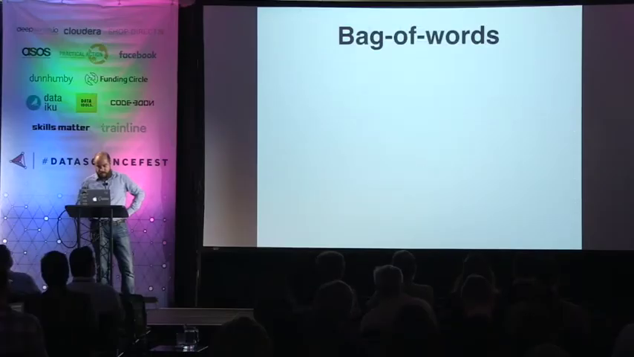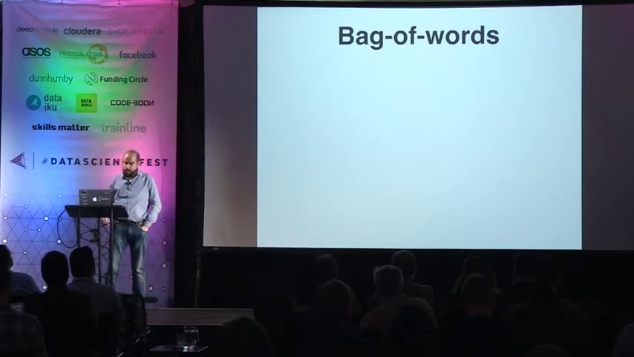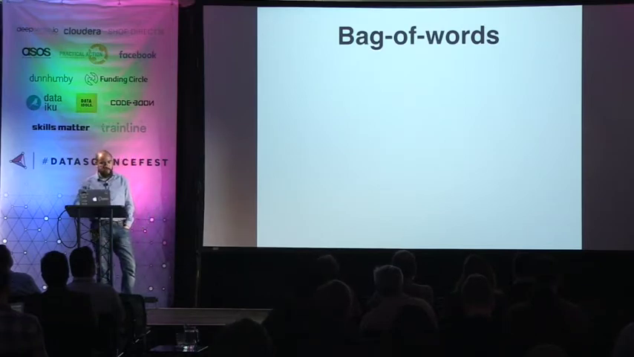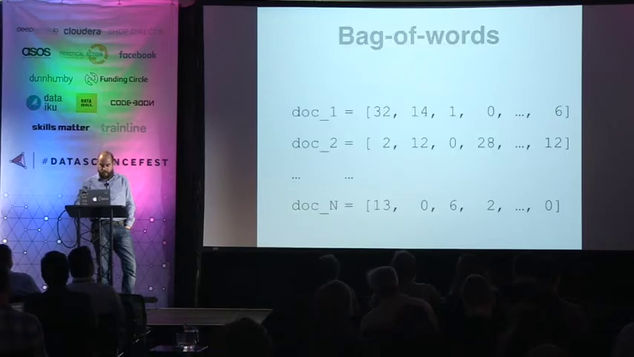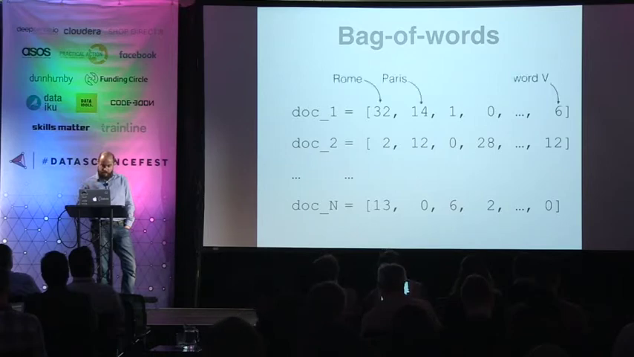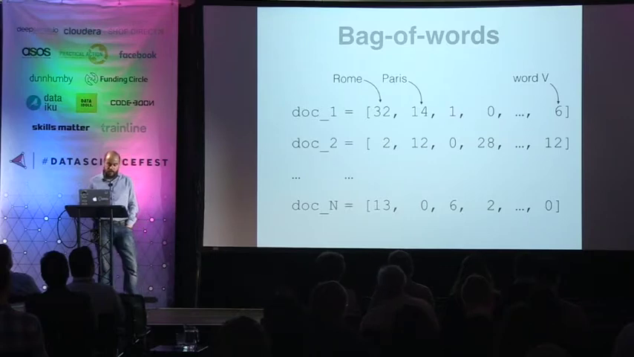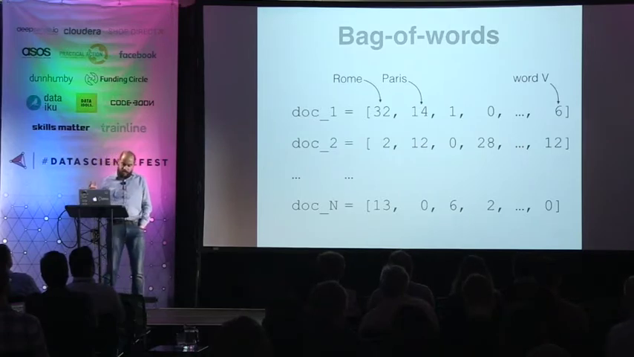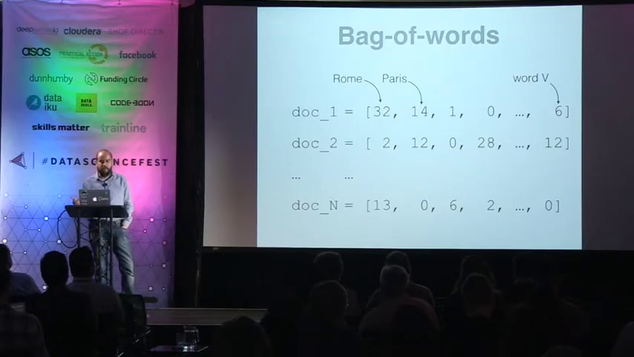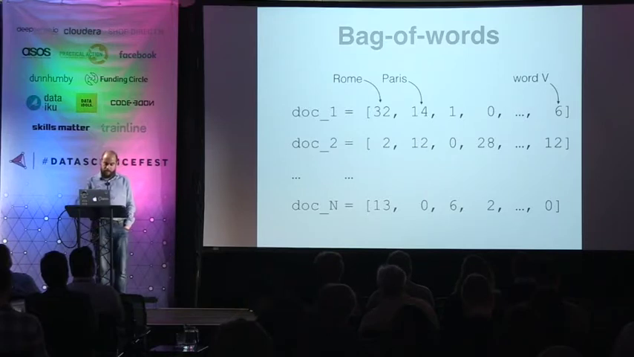The next representation is called a bag of words. This is quite common, quite popular. This is used to represent documents rather than words. And we still have vectors, so document vectors here. And we still have one dimension for each word, essentially. So in this example, in document 1, you have the word Rome coming up 32 times, the word Paris coming up 14 times, and so on. We still have a huge number of dimensions, but at least we have some notion of similarity because the different document vectors share some dimensions.